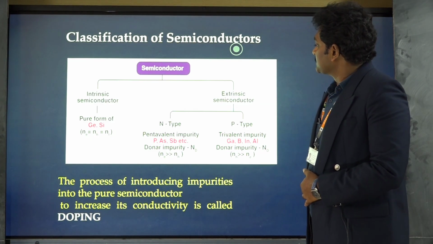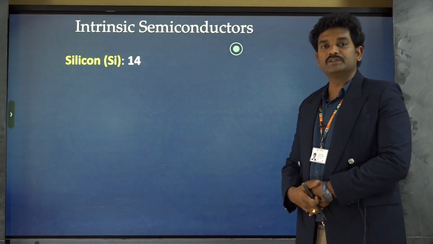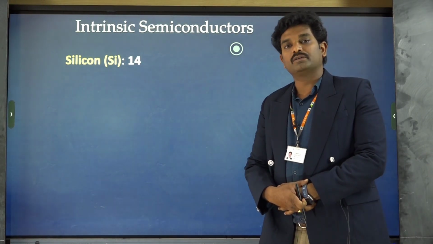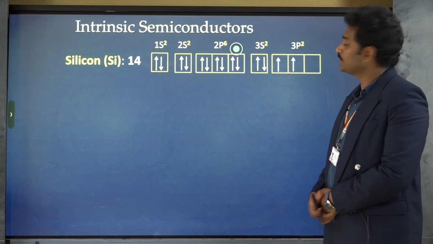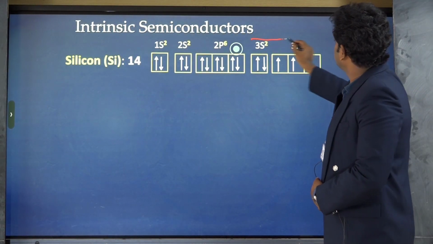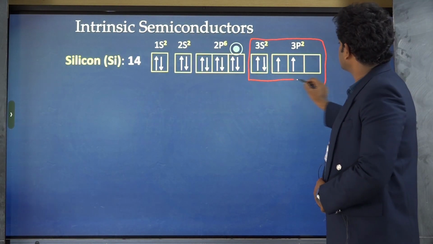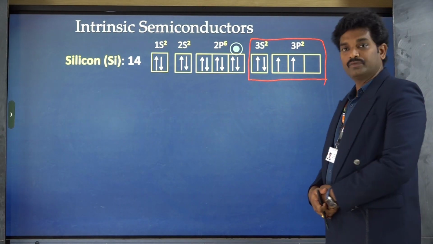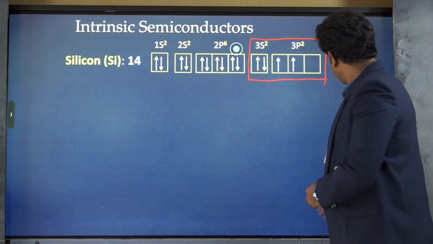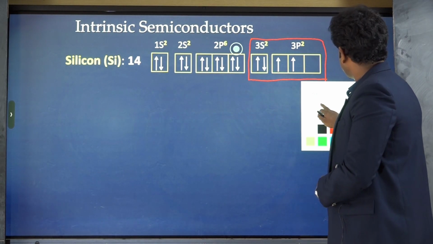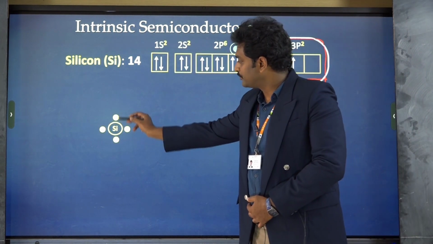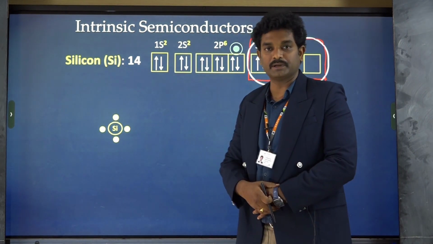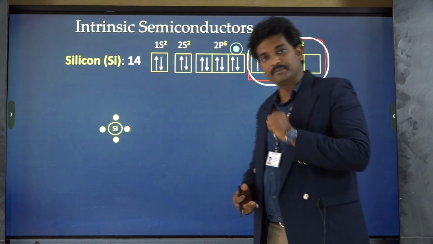Let's first discuss silicon, which is the purest form. The electronic configuration of silicon is 1s2, 2s2, 2p6, 3s2 and 3p2. If you take the valence orbit, you have 4 electrons in it, which means silicon forms 4 bonds. Let's start with a single silicon atom. A single silicon atom has 4 electrons in its outermost orbit.